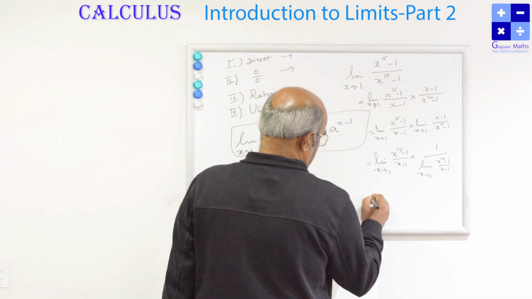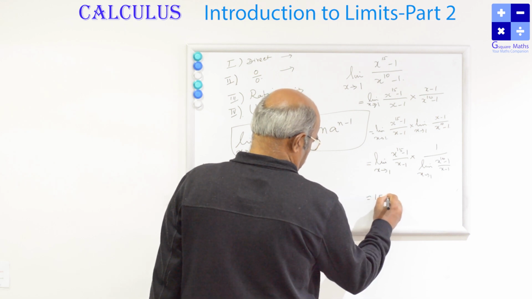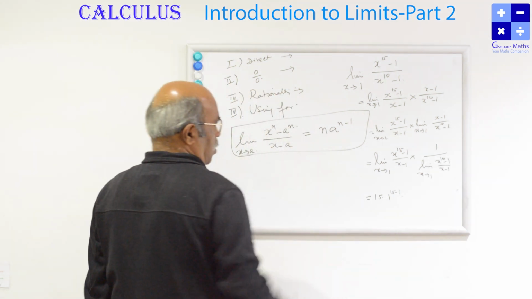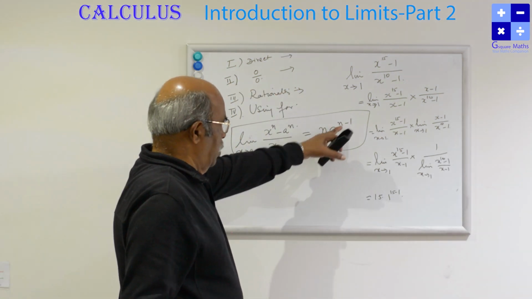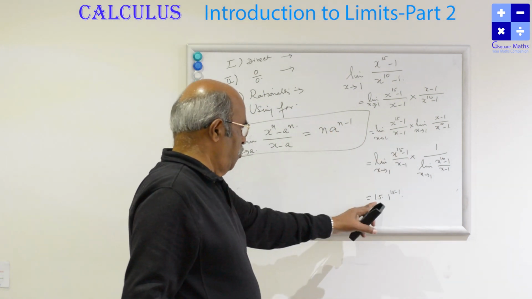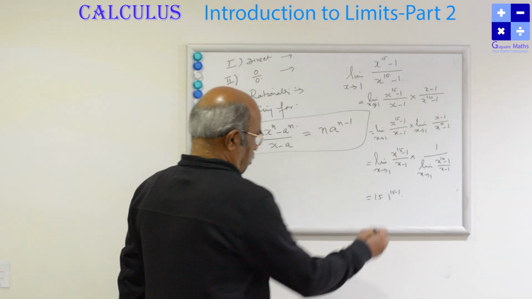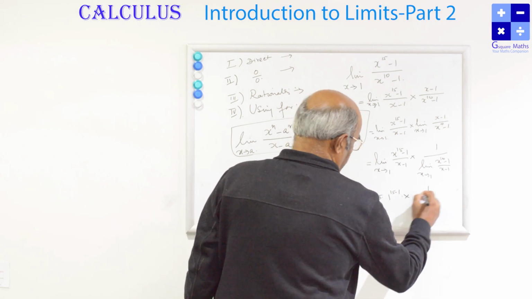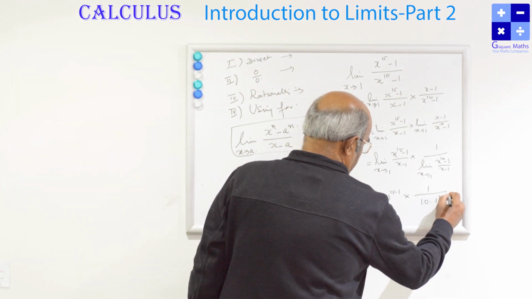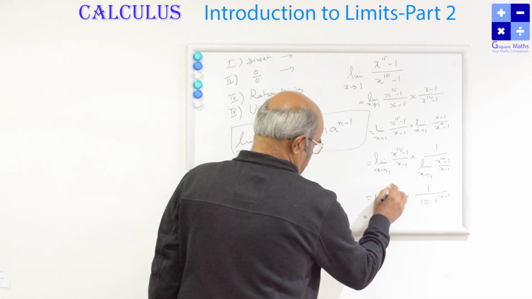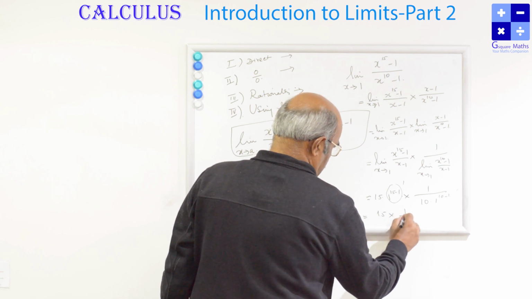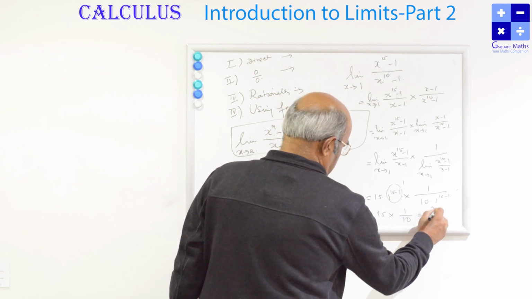So that is equal to 15 into 1 power 15 minus 1, n into a power n minus 1. Here n is equal to 15, a is equal to 1. So 15 into 1 power 15 minus 1 into 1 upon 10 into 1 power 10 minus 1. This is nothing but 1. So 15 into 1 by 10, that is 3 by 2.